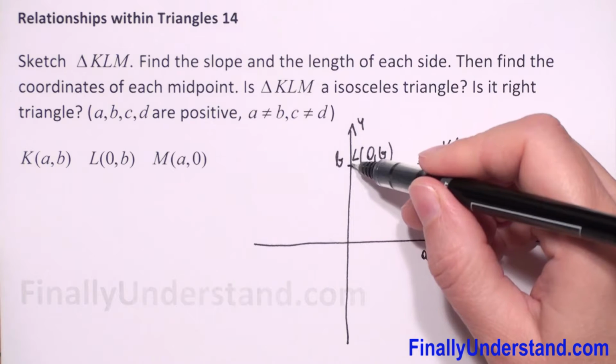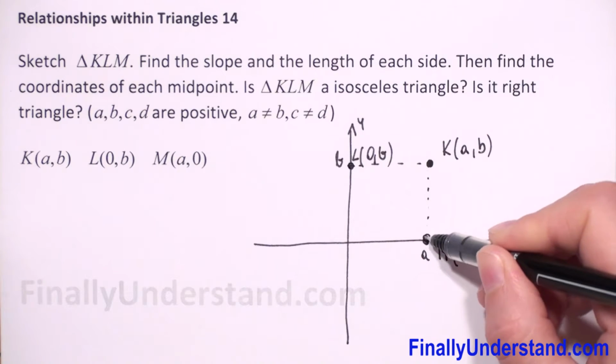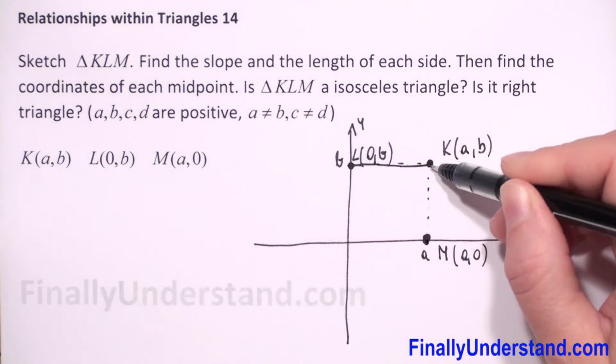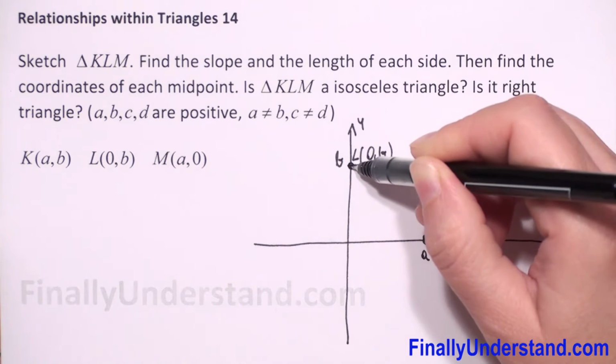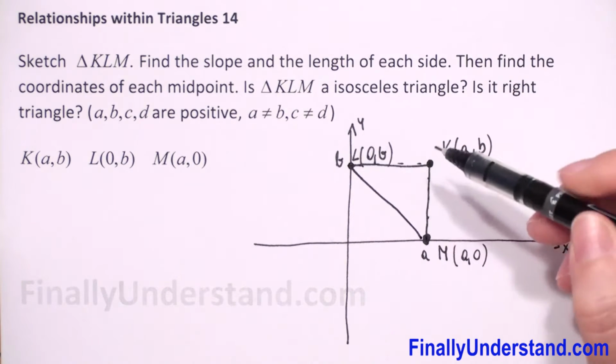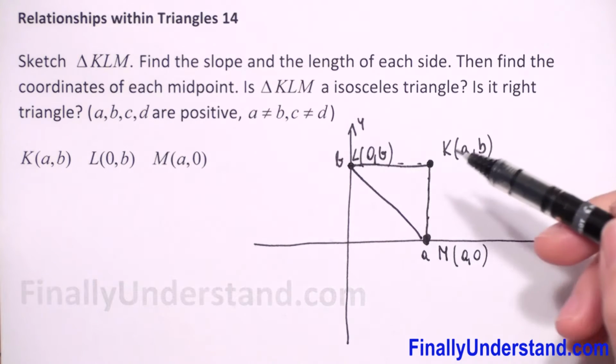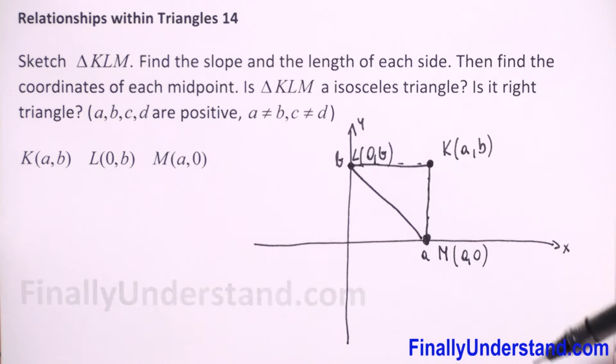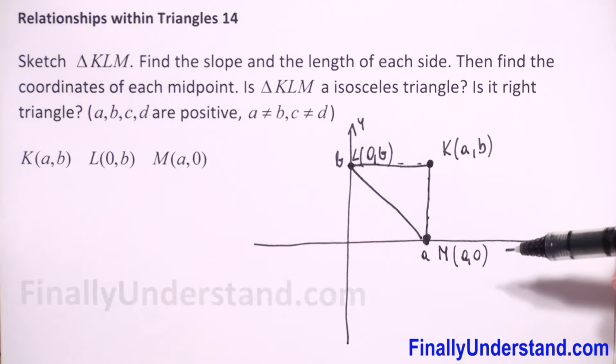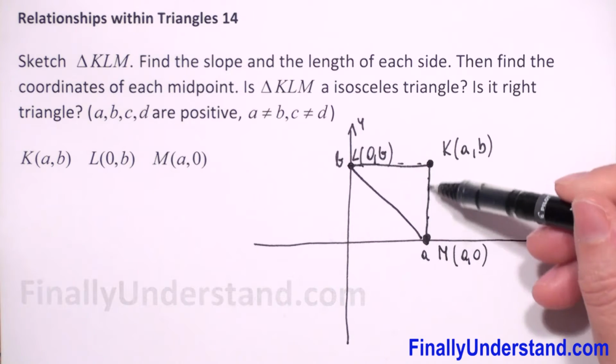So now we can connect these 3 points and we have our triangle KLM. Next, we have to find the slope of each side. We know that if a line in the coordinate plane passes through 2 points, so first we will find the slope of the KM segment.